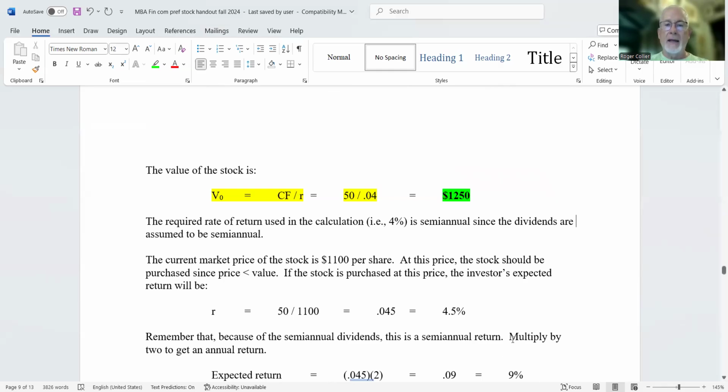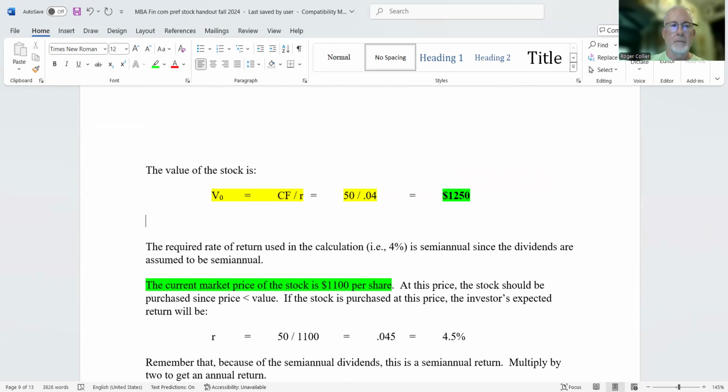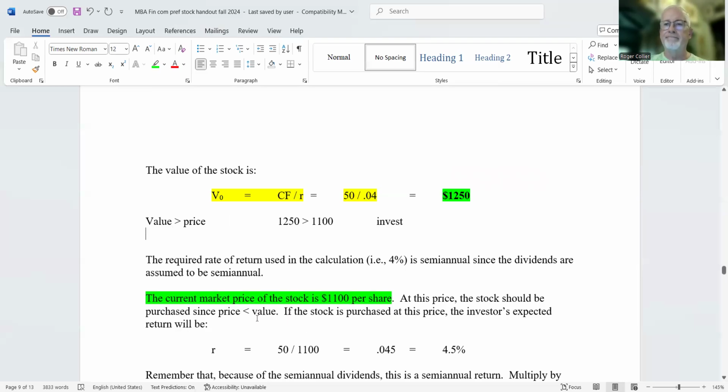Now, based on that, should we invest? Well, let's see. The current market price is $1,100 a share. So in this example, value is greater than price, right? We know that because the value is $1,250, which is greater than the price of $1,100. So we should invest. Right. Hopefully by now this seems really, really familiar.